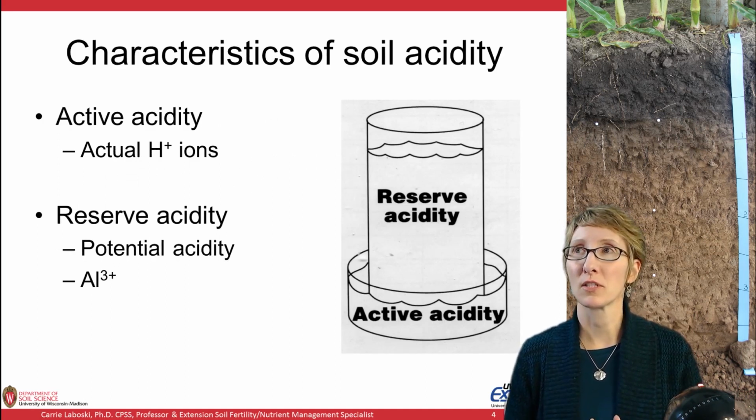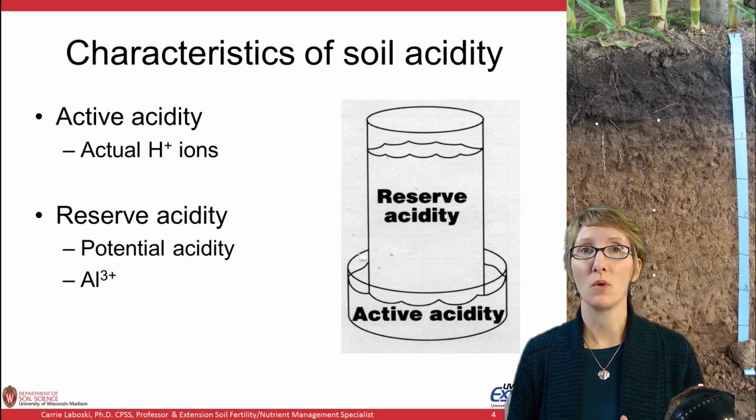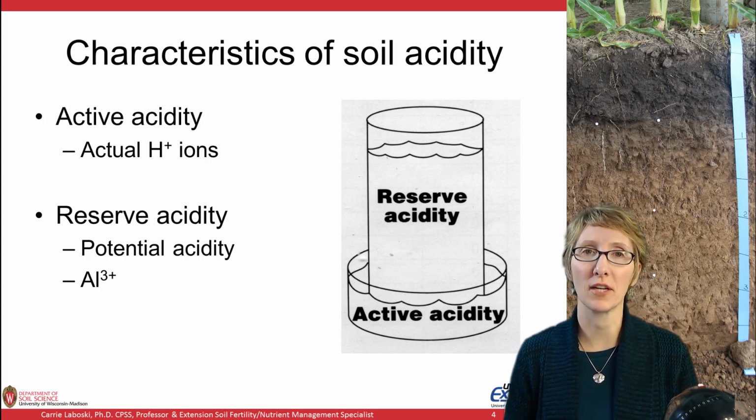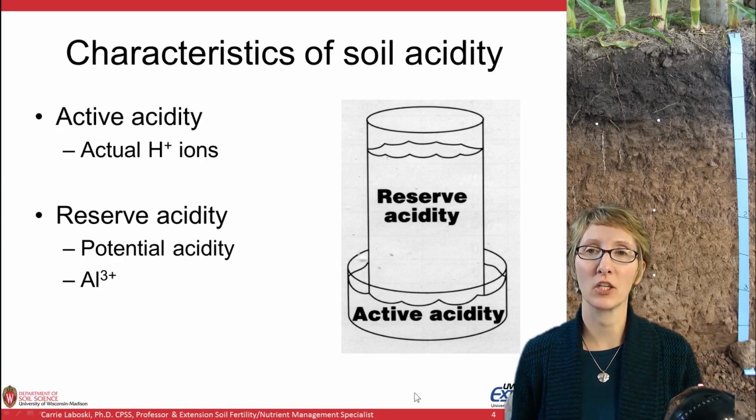As we think about soil acidity, there are different types of soil acidity. One type is the active acidity. That's the actual hydrogen ions that are in the soil that we're measuring. If we look at this schematic of a poultry watering system, the active acidity is the water that the birds would actually be drinking.